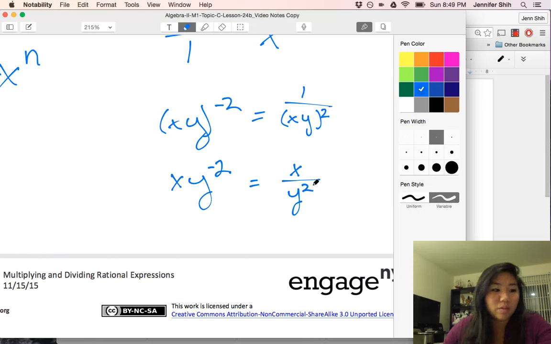If you have any questions about this, write them down in your notes and annotate your notes. If you need another example, you can add that to your notes, or you can search negative exponents as well.